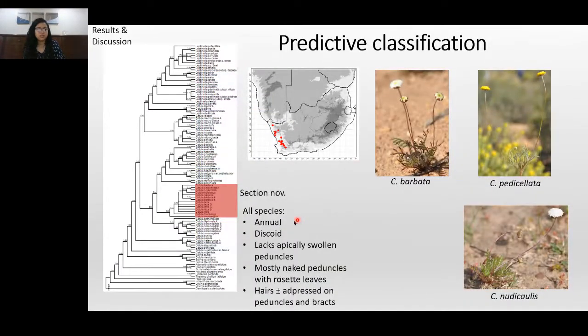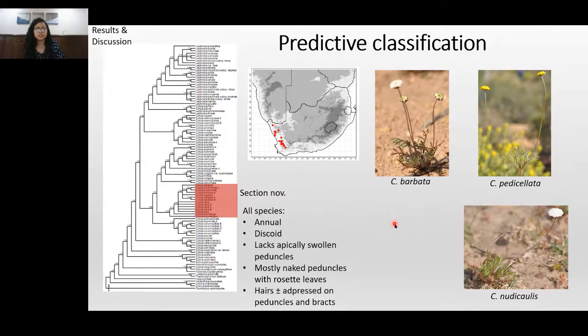And all the species within this section have the same morphological characters. They all have the leaves at the base of the plant with these naked peduncles and disc flower heads, as you can see over there. Also, they have some distribution.